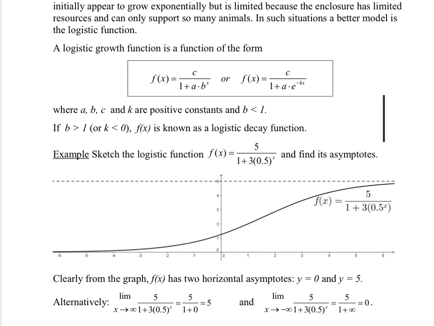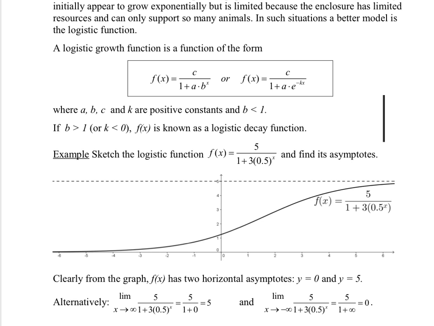Now, logistic growth functions can be of two forms. They can be like this. You'll notice that on the bottom there's a b to the power of x term. The b would have to be a number between 0 and 1 in order for it to look like this kind of function. Alternatively, it can be written like this if we want to use e in place of the b, but then we have to have e to the power of minus k times x.